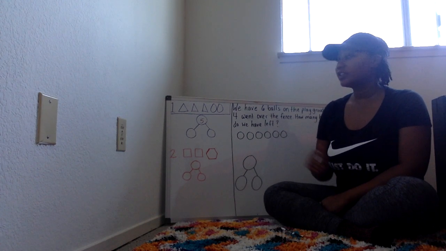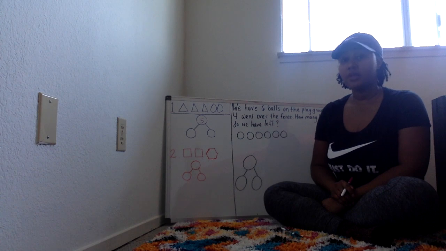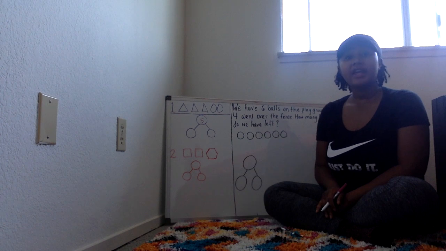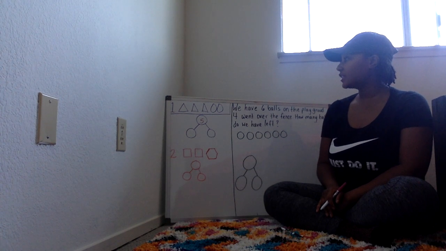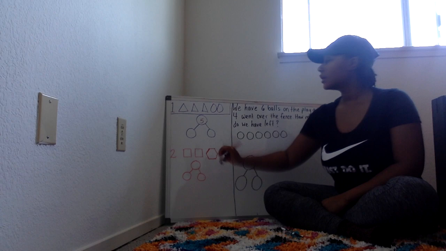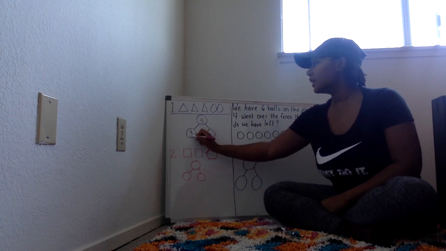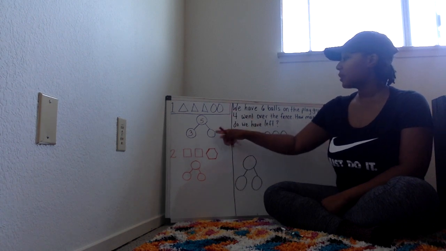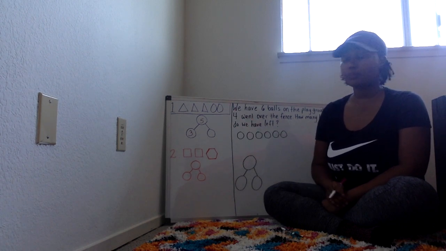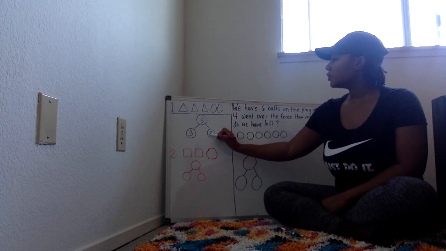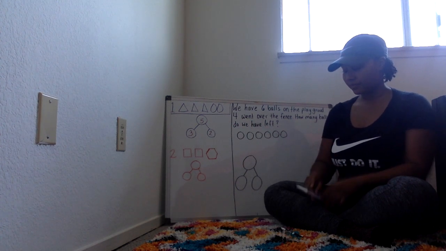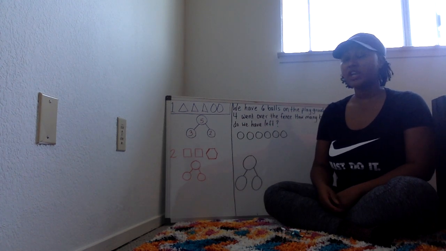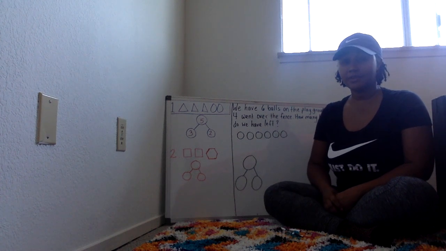Next, I'm going to fill in the 2 parts. The 2 parts are the 2 sets of objects that make up the whole. In my first part, I'm going to write the number 3. 3 represents the 3 triangles that I have. In the next part, I'm going to write the number 2. 2 represents the 2 circles that I have. 3 and 2 make 5. Check your number bond and see if you got the same thing.